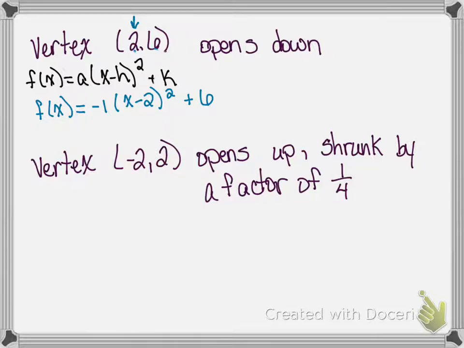Now, we're going to do another one. Got a vertex of -2, 2. It opens up, and it's shrunk by a factor of 1/4. Okay? So, what's my a value? Yeah, I worry about that. It's actually 1/4. I'm not trying to trick you.